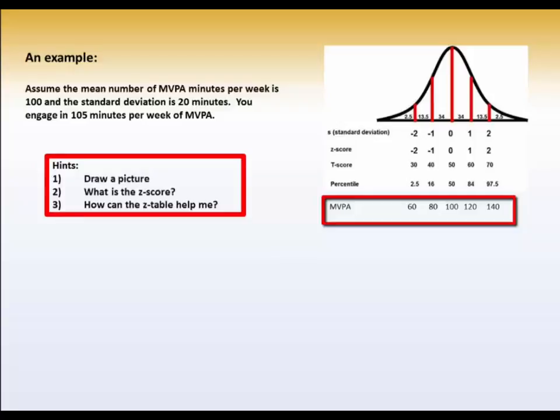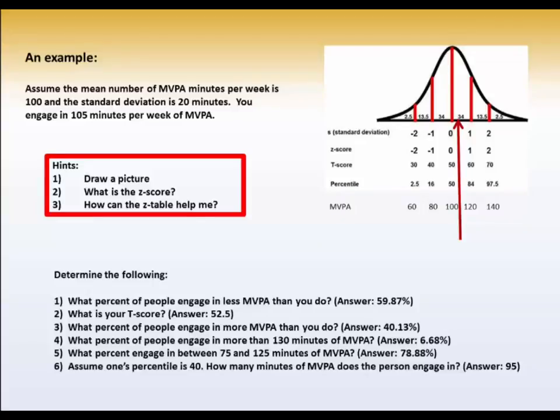Well, wait a second. How do I look at this? First, draw yourself a picture. What's your z-score? Figure out what your z-score is, and how can a z-table help me figure out the answer to some questions? There's your 105 minutes. See if you can answer the following questions then. What percentage of people engage in less MVPA than you do? Well, just looking at your point on the graph, you know the number has to be more than 50%. What's your t-score? Well, just looking at the figure you've drawn, you know it has to be greater than 50. What percent of people engage in more MVPA than you do? Well, you know it's got to be less than 50.